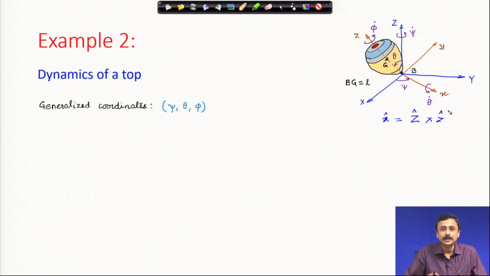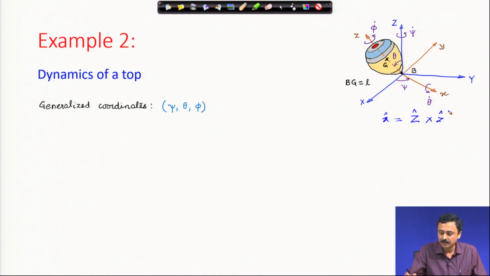The generalized coordinates in this case are psi, theta and phi. This is the motion of a top, which is a motion with a fixed point in inertial space. Therefore, we can do away with only the orientational coordinates.